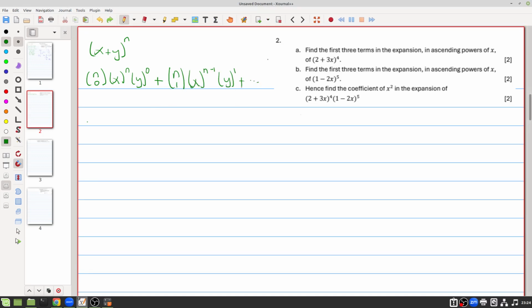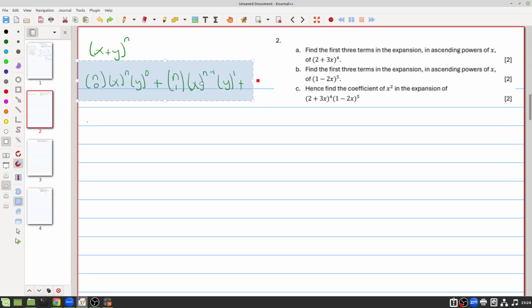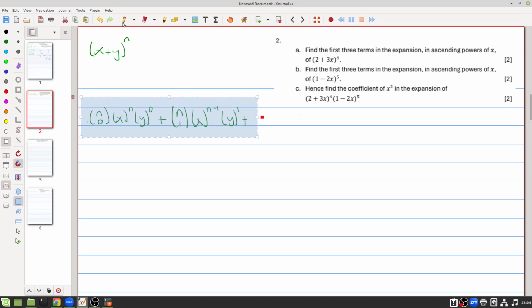Okay, let's just write the third term because we know we're going to have to find the first three terms anyway. So let me just move this to a place where there's slightly more space. And the third term will then be n choose 2, first term to the power n minus 2, and second term to the power 2. Now we can just use this to find our first three terms in the expansion.